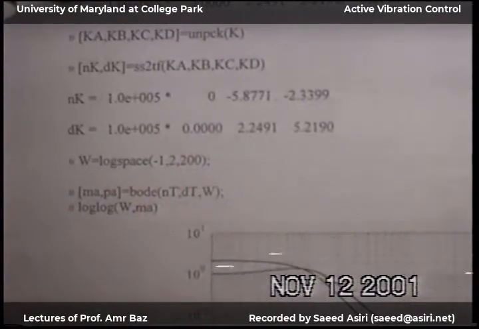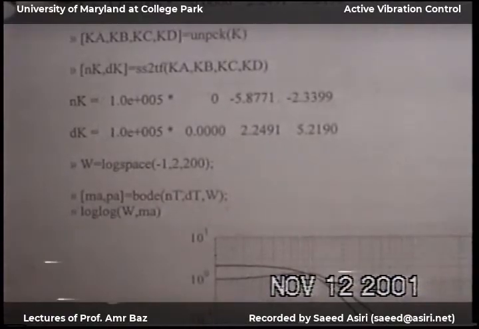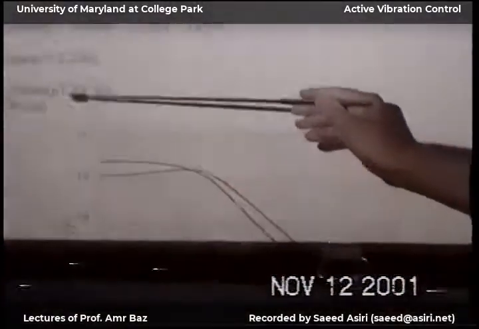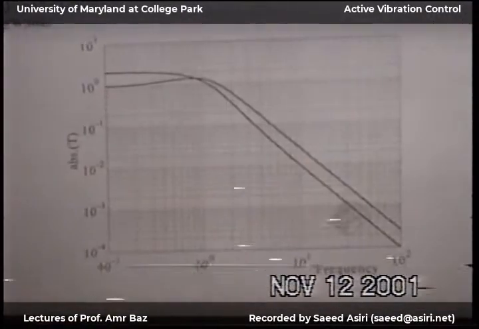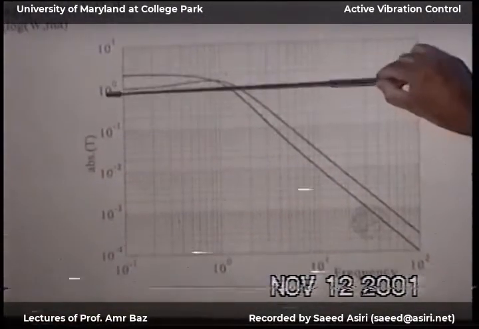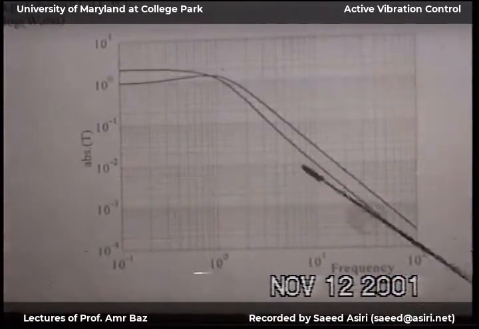Now I have two inputs, N and D. Okay? And then I'm going to plot the result. The result is right here. They're very close to the 1, the maximum value, and they're going below the 1. Do I like this curve?